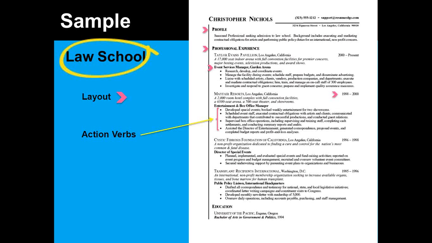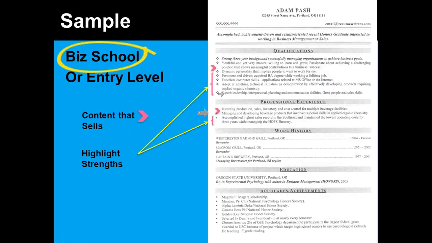I brought in some sample resumes to show you what I'm talking about. So here's a sample of one for law school. And what we have here, just taking a look at the layout, you have different heading categories. There's a lot of action verbs in some of the descriptions here: developed, scheduled, supervised, assisted. These are the kinds of things you want to include in your resumes.